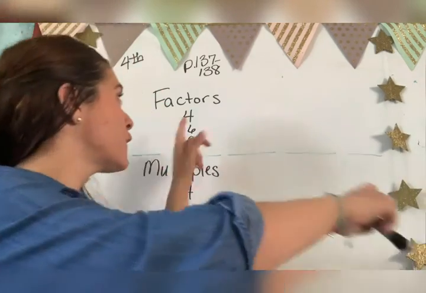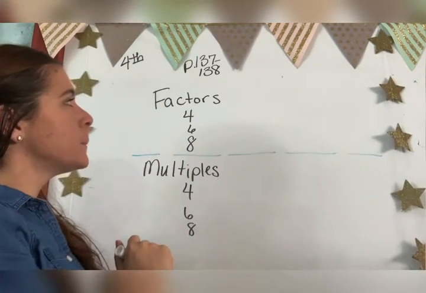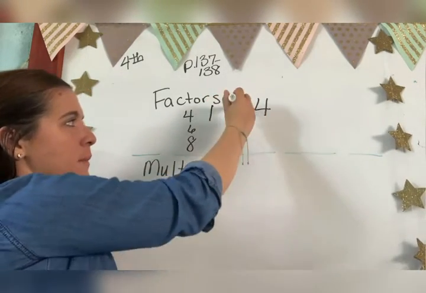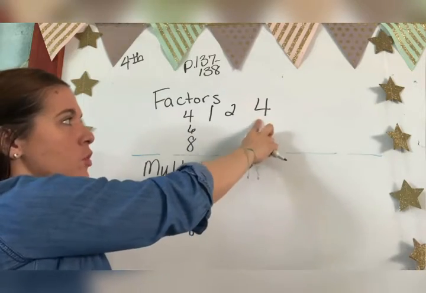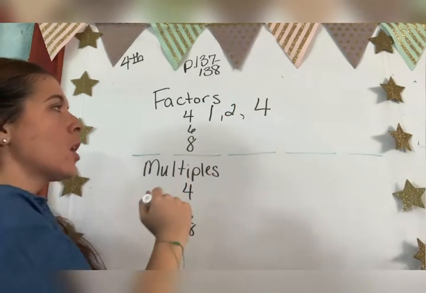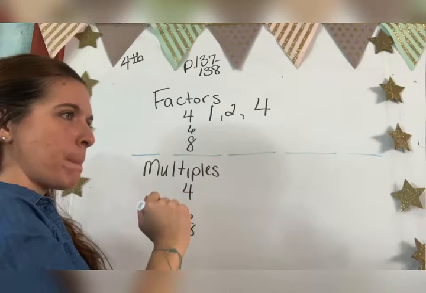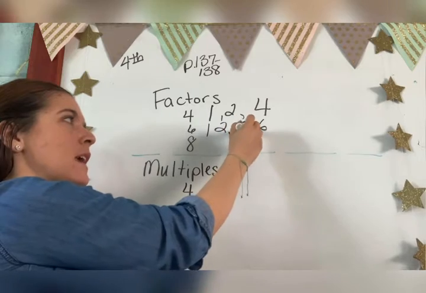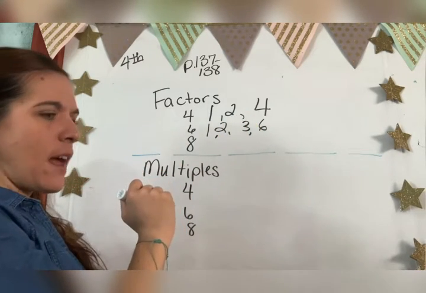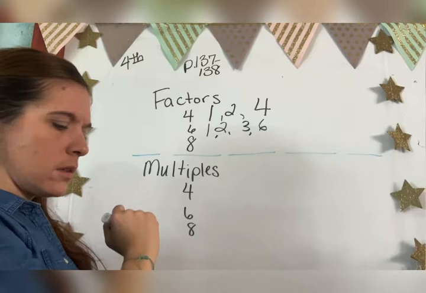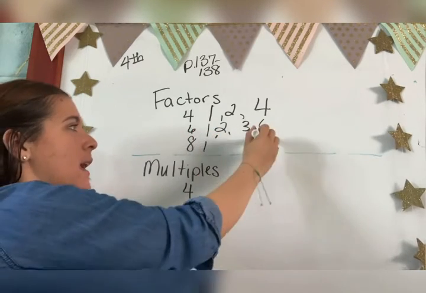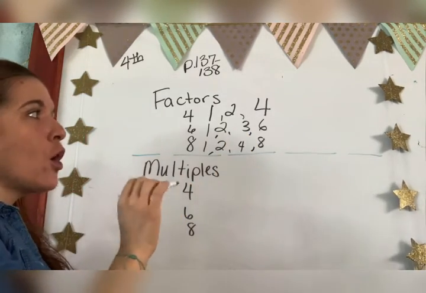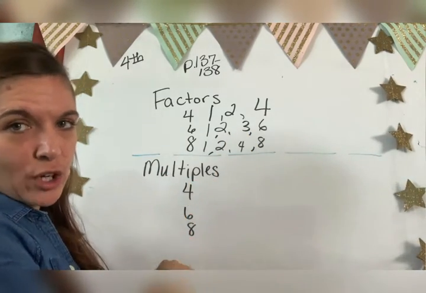So, remember here for 4. What are my factors of 4, Fernanda? 1, 4, 2 times 2, right? 1 times 4, 2 times 2. There's no more. What are my factors of 6, Sama? 1 and 6, 2 and 3. Good. Okay, what are my factors of 8, Keanu? 1 times 8, 2 times 4. Okay, great job. Those are my factors, okay?